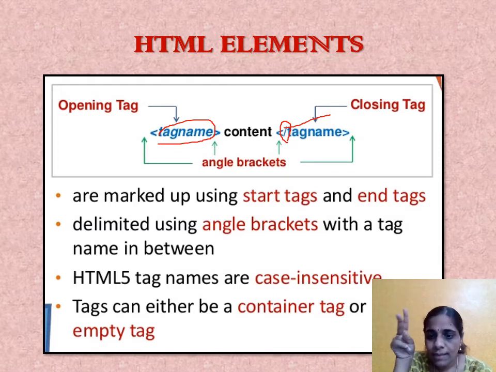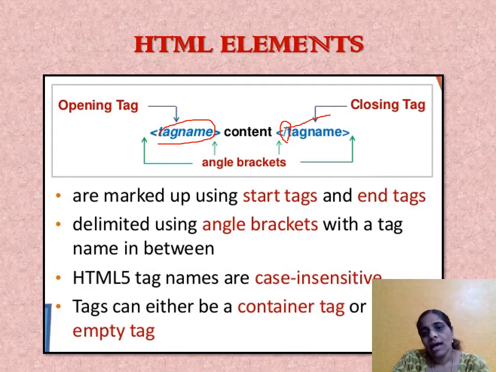There are two types of tags, container tags and empty tags. Container tags will always have an open tag and a close tag. What is an open tag? Something written inside the angle brackets. For the close tag, there will be a slash in front of the name.